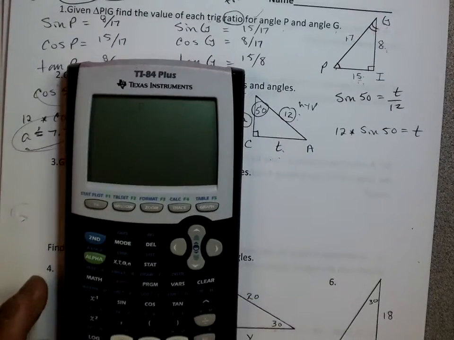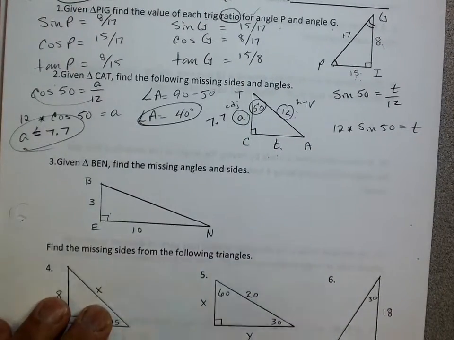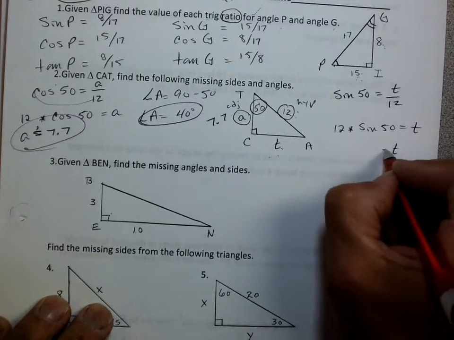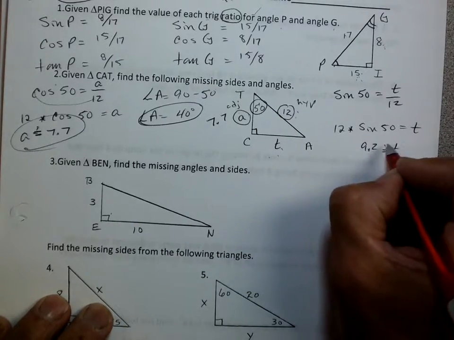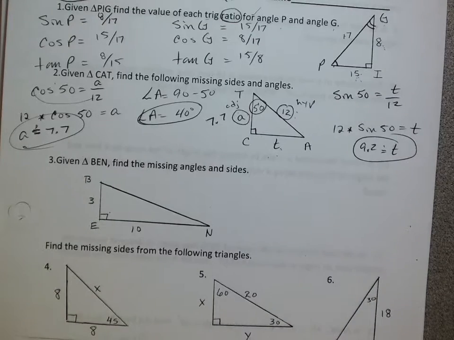What did you guys get? 9.2? Okay. t is approximately equal to 9.2, and we want to go to the nearest tenth. Awesome. Thumbs up on that one. Can you do a problem like this tomorrow? Yeah. Okay. All right.